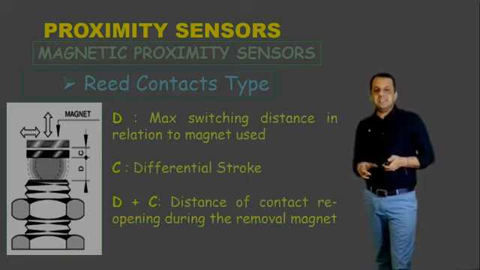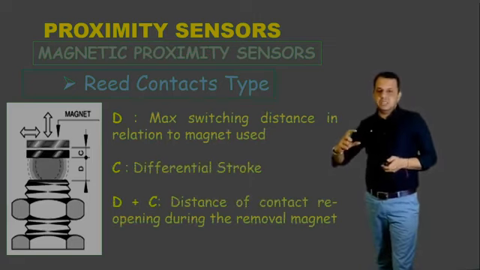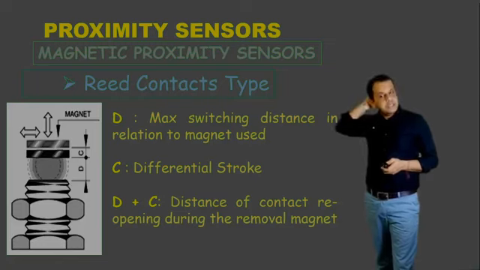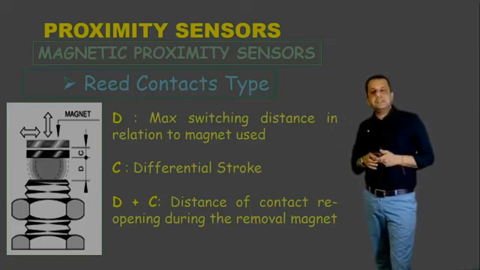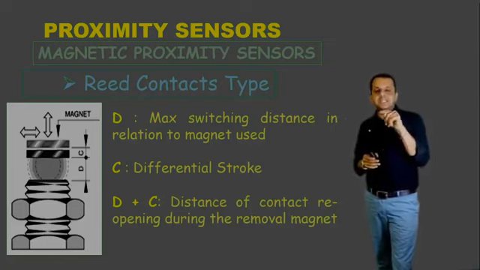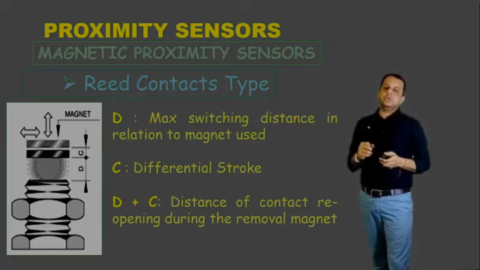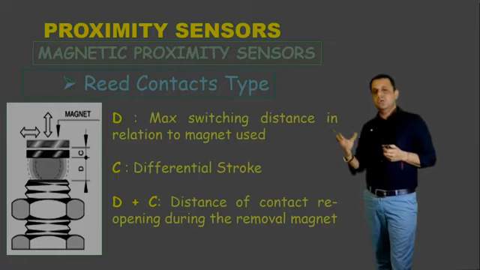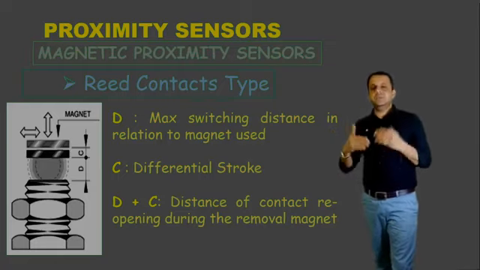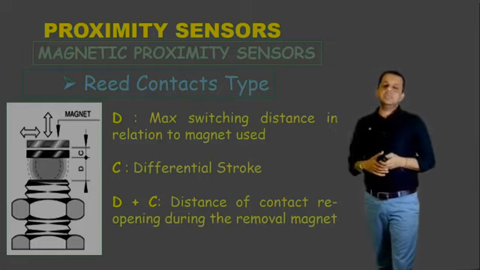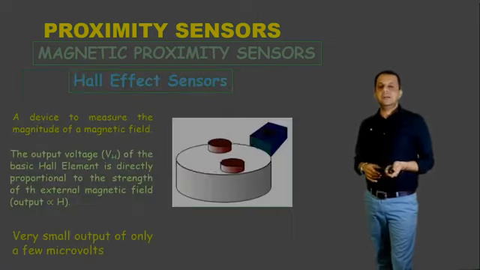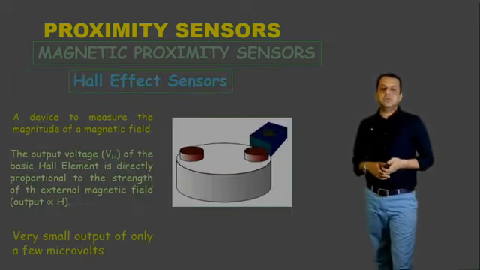Here you see D is the maximum switching distance in relation to the magnet used. D is the differential stroke, and C plus D will be your total contact reopening during the removal of the magnet. Once the magnet is removed or the magnetic field is not there, it will open in this total stroke C plus D. Next is the Hall effect sensor.